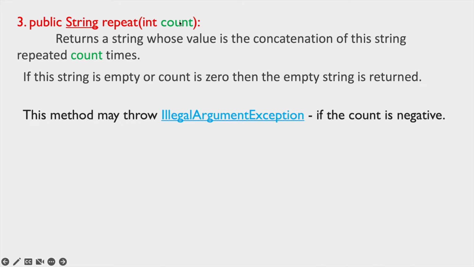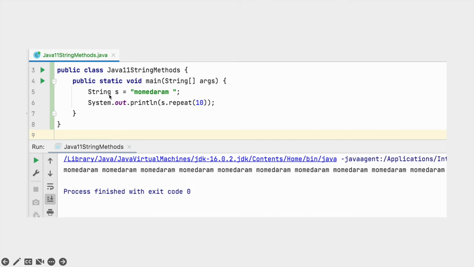This method may throw an IllegalArgumentException if the count is negative. So this method will not accept negative values. It will accept only positive integers. In this example, string s is equal to momedaram, and we are applying the repeat method with the integer value 10. That means it wants to repeat 10 times. When you run this program, it gives momedaram, momedaram, momedaram, momedaram, momedaram.